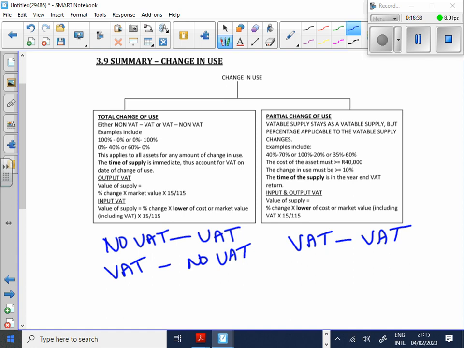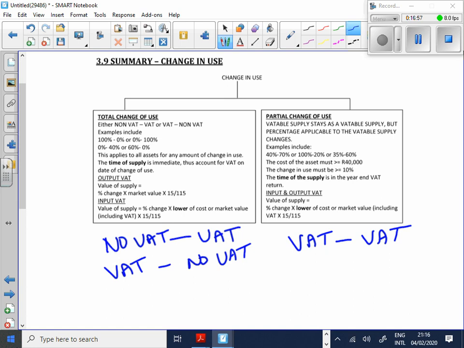So, guys, what basically happens here is the time of supply is immediate for a total change. Do you guys see that in the block? Whereas for a partial change, what do we do? It says the time of supply is in the year-end VAT return. Does everybody see that?